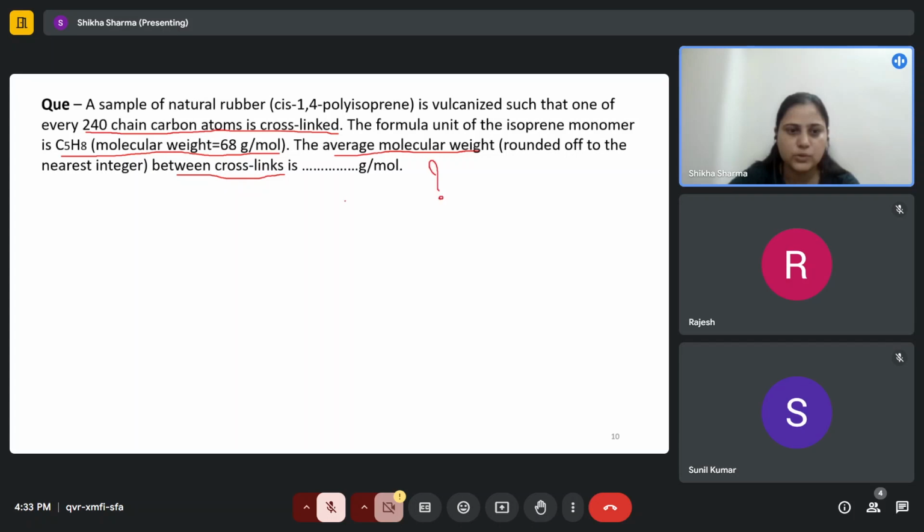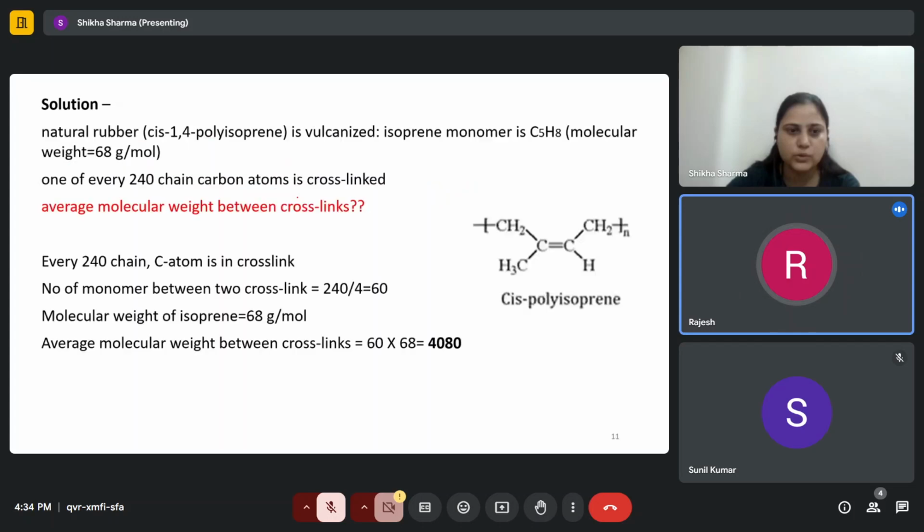So how can we calculate this? How can we approach this first? We need to calculate the number of isoprene units. Then we can calculate the molecular weight.